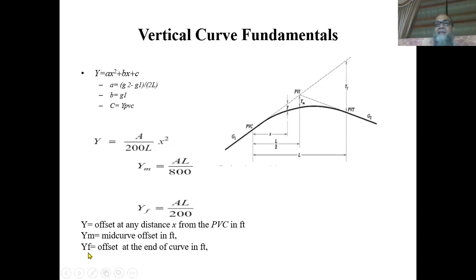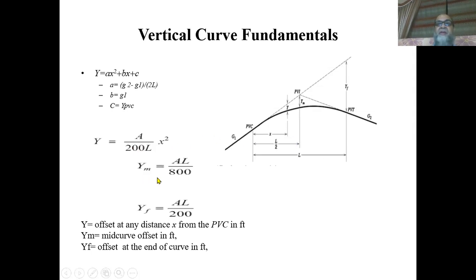Another thing is the distances, or what we call the offset distance between the curve and the tangent. Since this is the tangent, any distance between the curve and the tangent, we can call an offset. And the general equation of y at any point along the curve is simply y is equal to A upon 200L times x square. Again, you know what is x.